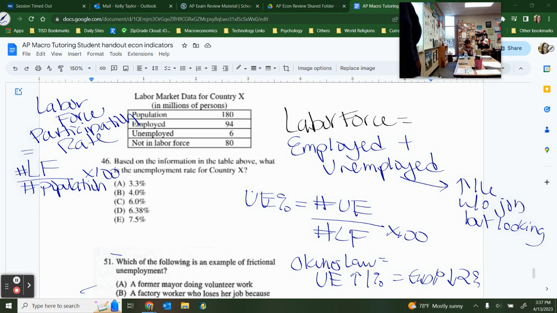Okay, going back to 46. The unemployment rate for country X, well, we need to know the labor force. The labor force is the employed, 94, plus the unemployed, which is 6, which is a grand total of 100. To figure out the unemployment rate, it's the unemployed, 6, divided by the labor force, 100, times 100. Is that 6%? Yeah, it is.